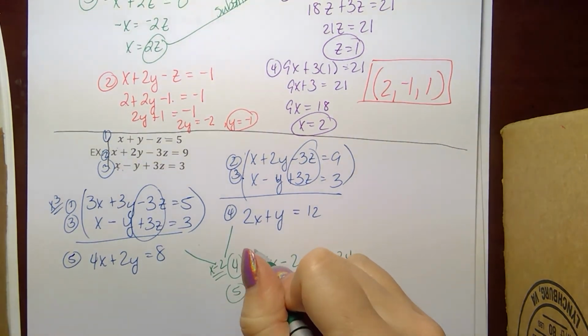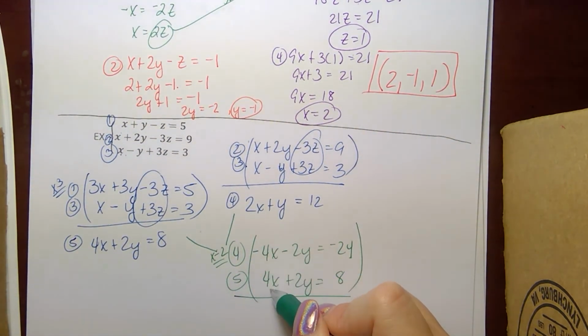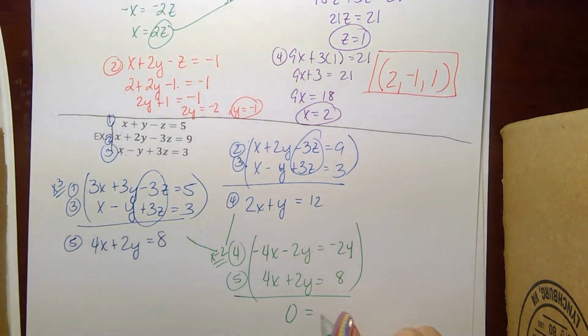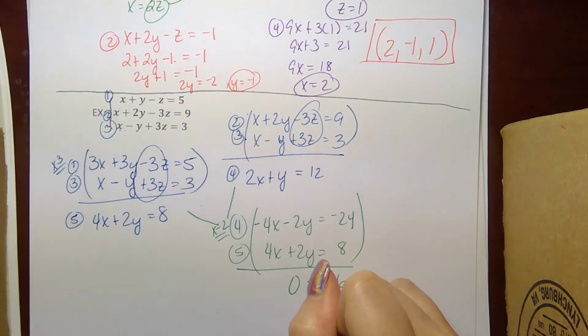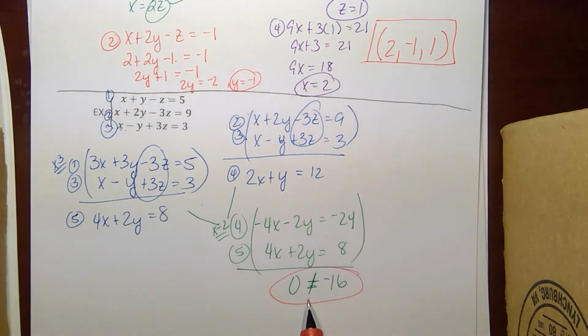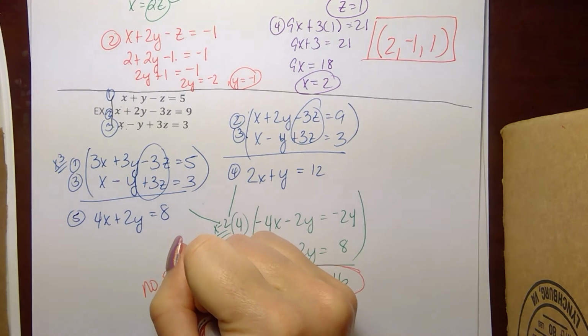When I look at that, I go, ooh, I've got something going on. My x's add to 0 and my y's add to 0. So I get 0 equals, and then this would be a -16. Well, 0 does not equal -16. So at this point, I have to stop and think, did I make a mistake? No, I did not make a mistake. If I didn't make a mistake and I get a statement that is not true, then I have no solution.